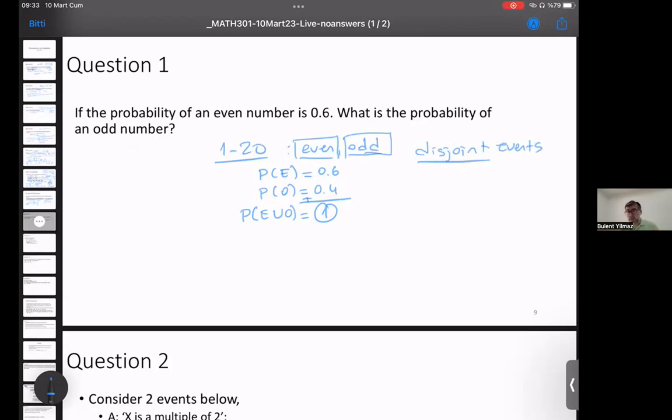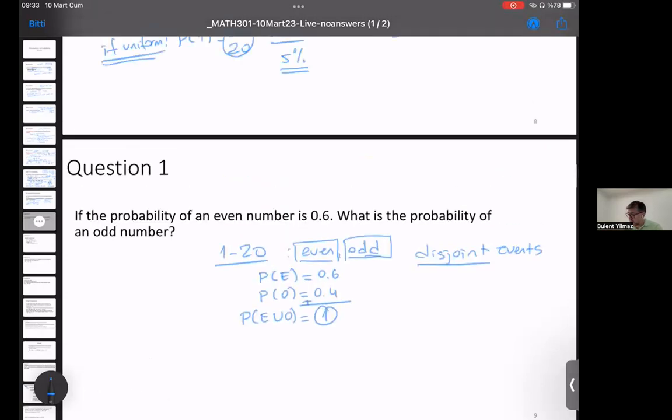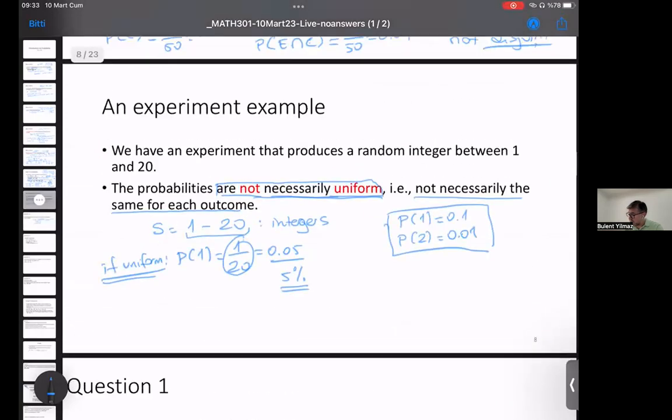Yes, Özlem says we assume that we are in the integer space. Exactly. If it's not integer, it will be totally different. You see the problem: a random integer between 1 and 20. Our experiment is about generating random integers between 1 and 20. It will be 1, 2, 3, 4, up to 19 and 20. These are all integers. There is no 3.5, there is no 4.1. Okay.